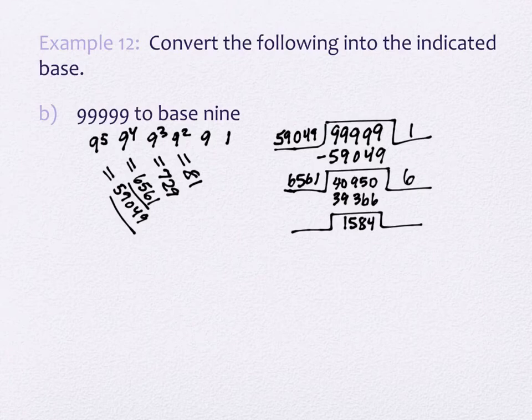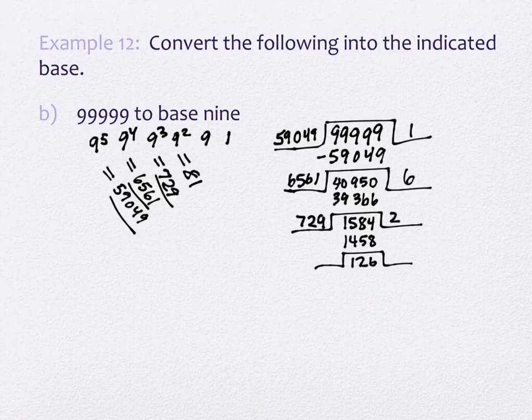Okay. My next place value is the 729. So how many times will 729 go into 1,584? Twice. 2 times 729 is... Okay, good. Subtract again. 126, does that look right? What's the next number I'm going to divide by? 81. How many times will 81 go into 126? Once. And when I subtract, I have 45.